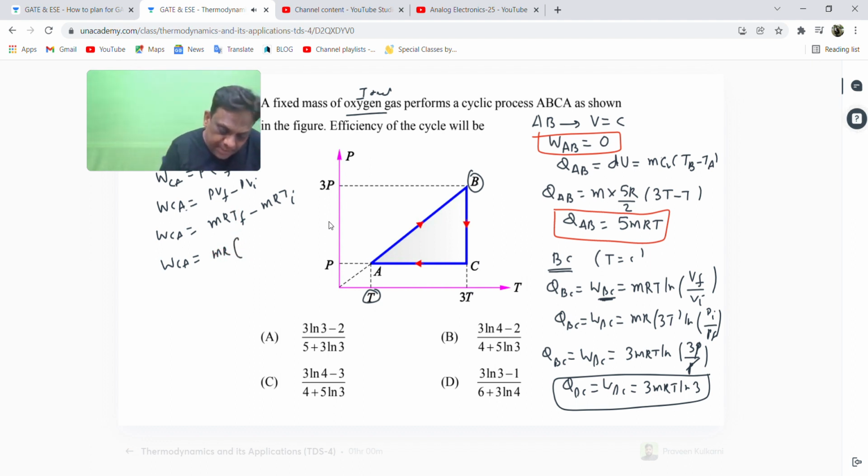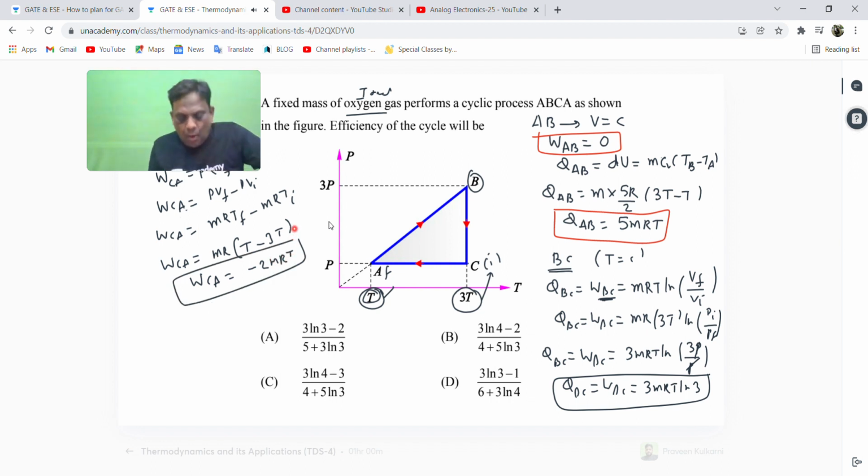See, C to A. For C to A, this is initial, this is final. For C to A, the final temperature is T. mR goes outside. The initial temperature for C to A is 3T, and the final is T. Can anyone tell what is work in CA? Minus 2 mRT. What does the negative sign show? Anyone? Work is done on the system.